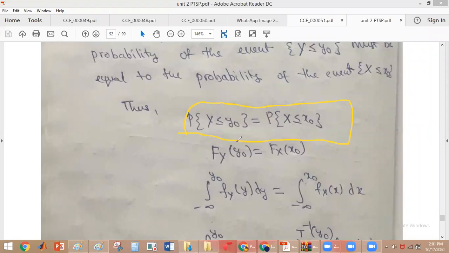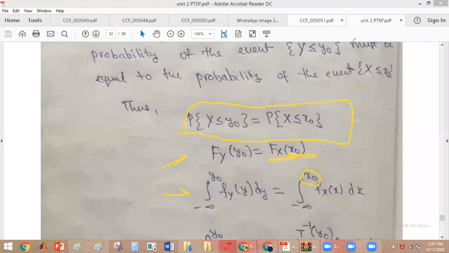Yes or no? So we know the formula for F_Y of y naught. F_Y of y naught can be written as the integral from minus infinity to y naught of f_Y(y) dy, which is equal to the integral from minus infinity to x naught of f_X(x) dx. We know that this is the probability distribution function, whereas this is the probability density function. Now, what is x naught?